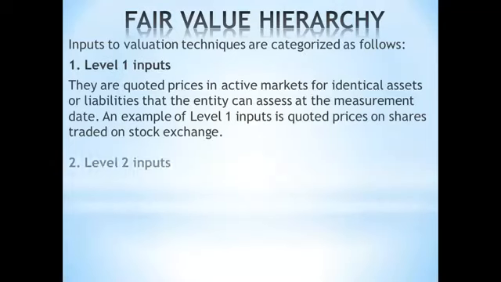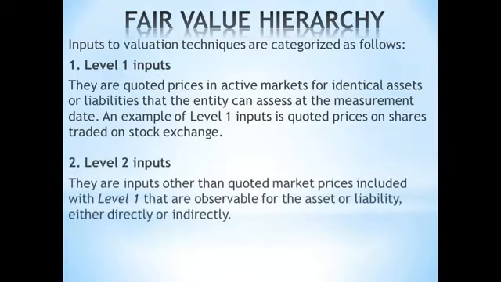Now let's dive into level 2. With level 2 inputs, what are they? They are inputs other than quoted prices included within level 1. What this means is that they do not include level 1 inputs. That's one thing you must take note of first. So they are inputs other than quoted market prices included within level 1 that are observable for the asset or liability either directly or indirectly. So with level 2 we basically look at observable inputs. Level 2 deals with observable inputs.